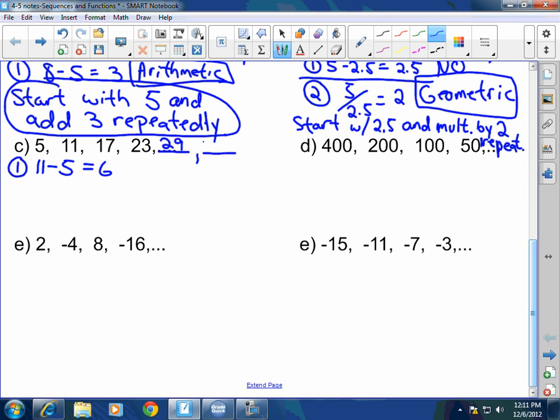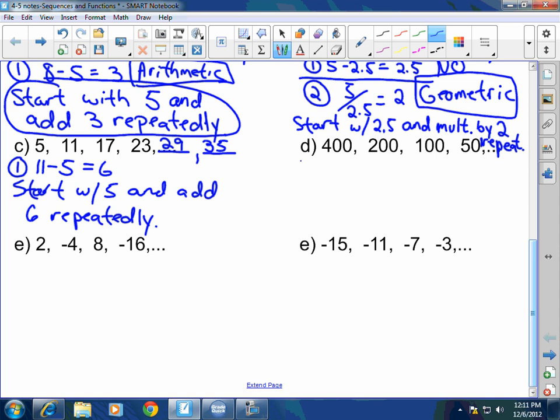29 and... How would you describe this sequence? Yes? Start with 5, correct? And add 6 repeatedly. Very good, son. Excellent.